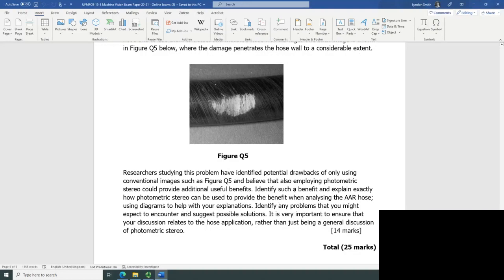Identify any problems you might expect to encounter and suggest possible solutions. So you say you can generate a bump map from the photometrics. How do you do that? Well, it's best to look at the lecture I gave on it. It's all the details there. But basically, you set 3 lights, one on at a time, using Lambert's law. That gives you 3 equations in a nutshell. And then you've got three equations, you've got three unknowns.